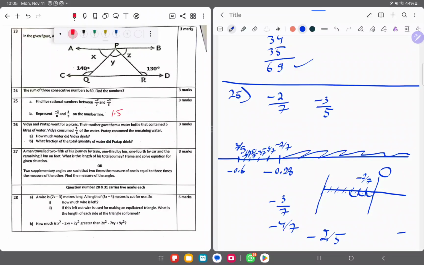I need you to show me a proper scale, please. 2 over 5, so it's 0.4. So yes, it is accepted.